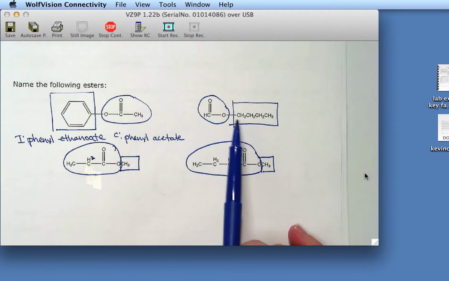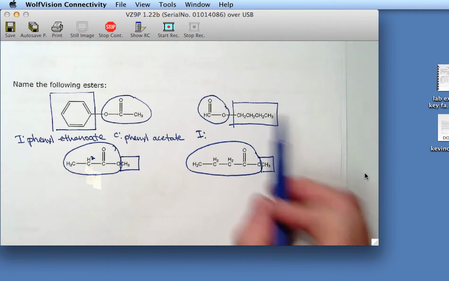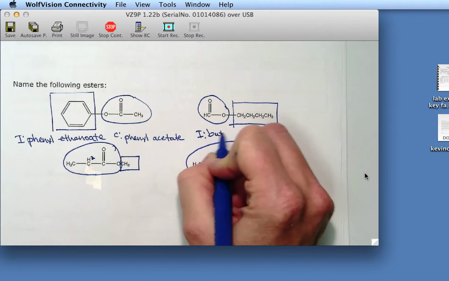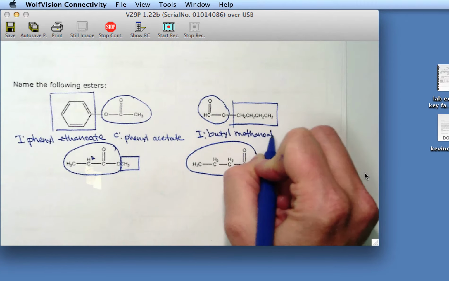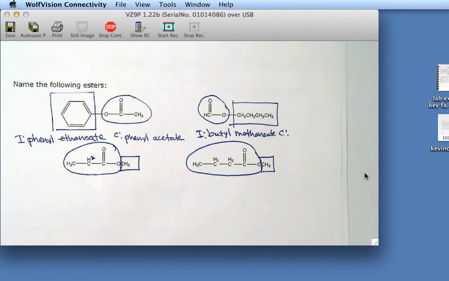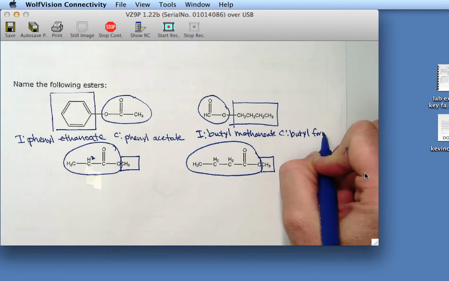Okay, this guy, IUPAC, is butyl methanoate. Common is butyl formate.